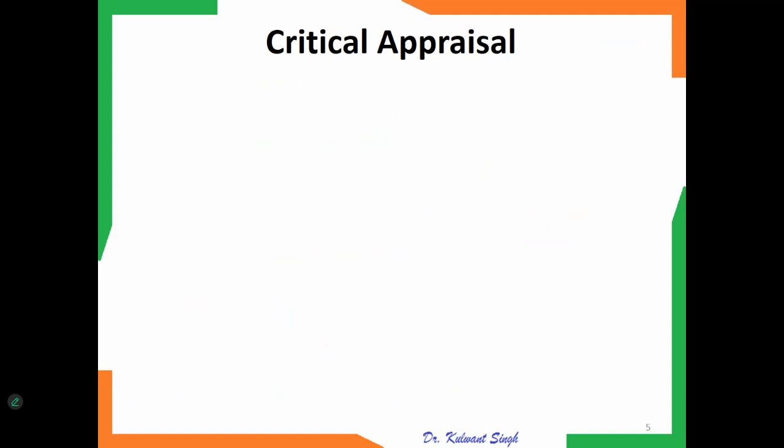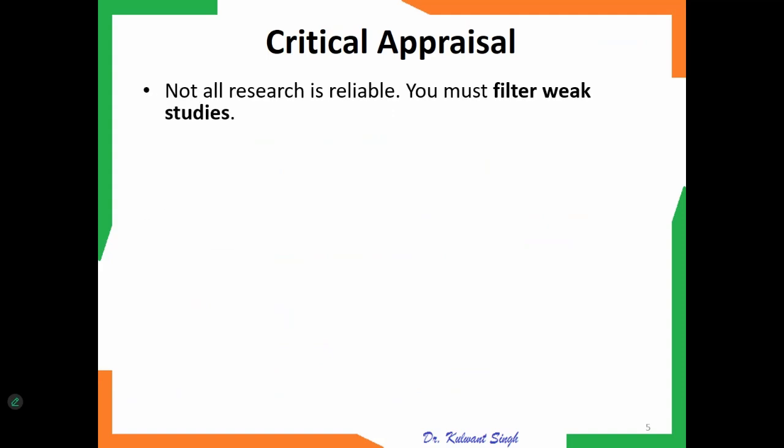Critical appraisal. Not all research is reliable, so we must filter the weak studies. When we go through the papers and try to find the final number after the full-length review, there may be some papers that are not relevant to us. I will show one or two examples so that you will get more ideas.